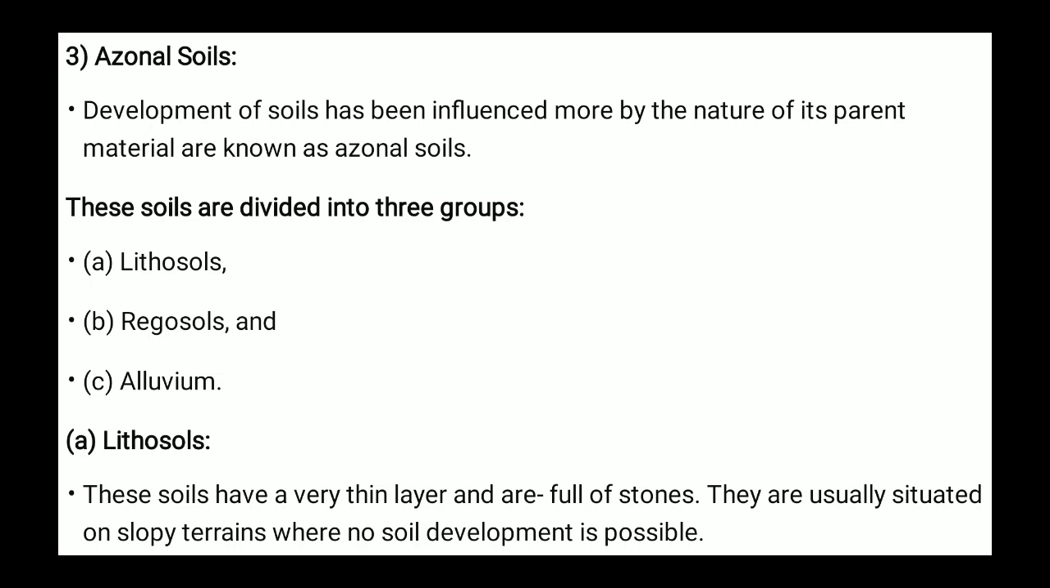After this, the intrazonal soils are divided into three parts. Now we are going to focus on the azonal soil. Soil whose development has been influenced more by the nature of its parent material is known as azonal soil. This soil is divided into three parts: first the lithosols, then regosols and alluvium.